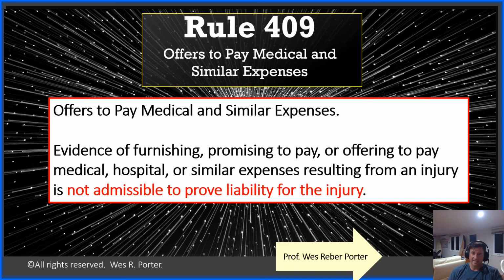Are they going to get into the actual payment of medical expenses or the furnishing or promising to pay medical expenses? If that's what they're going to get into at trial, objection, Rule 409, this is an offer to pay medical expenses. It should be excluded, Your Honor, specifically under the rule. They're putting on evidence of furnishing, promising, or actually paying medical expenses, and they're doing it for the bad purpose. They're doing it to prove liability.